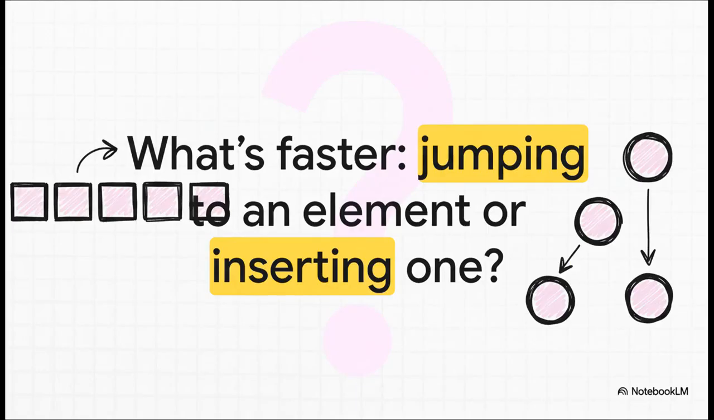Think about this for a second. What do you think is faster? Jumping straight to the 1,000th item in a huge list, or, say, inserting just 10 new items right up at the front? The answer, as you might guess, is it depends. And that dependency gets right to the heart of the trade-off between our two contenders. One is all about speed, and the other is all about flexibility.